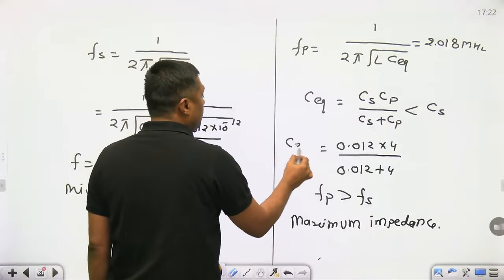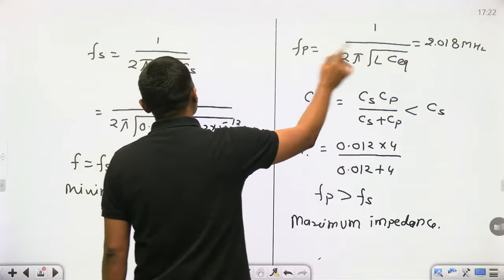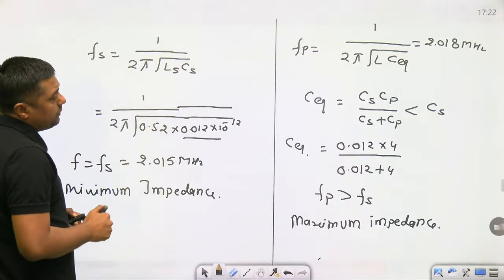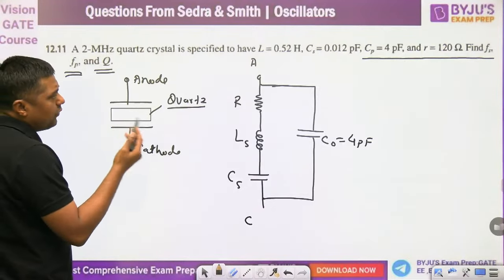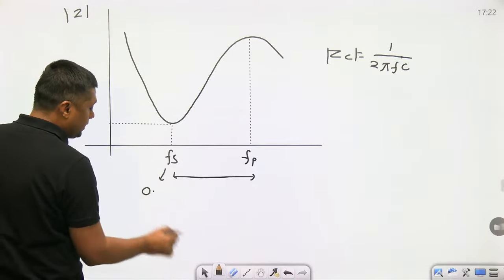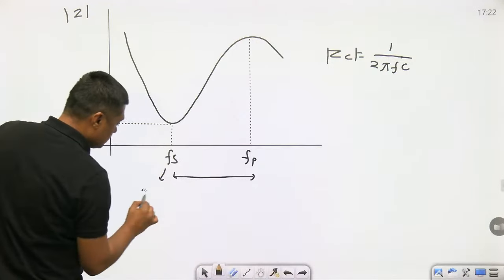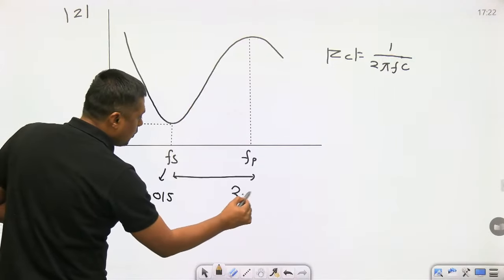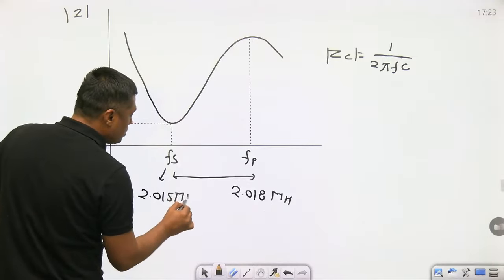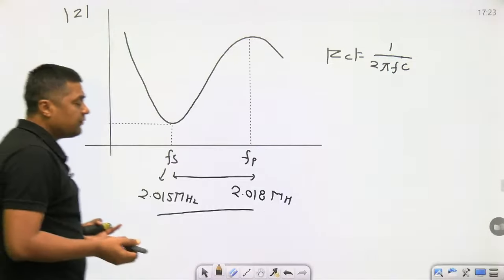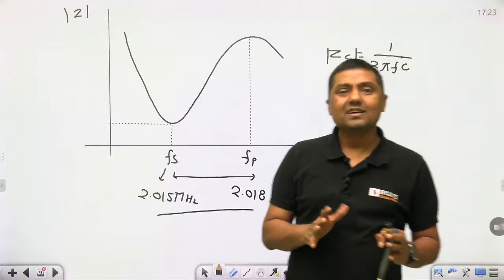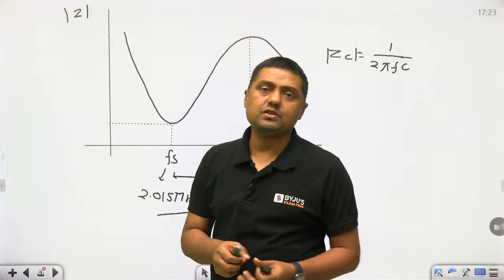Remember, this question is very, very important, crystal oscillator, that L, C equivalent, LS, C equivalent. And now watch, 2.015 and 2.018 megahertz. This is a radio frequency oscillator, which means a high frequency oscillator. The frequency of oscillation lies between these two. It is in the range of megahertz, so it is a radio frequency, high frequency oscillator.